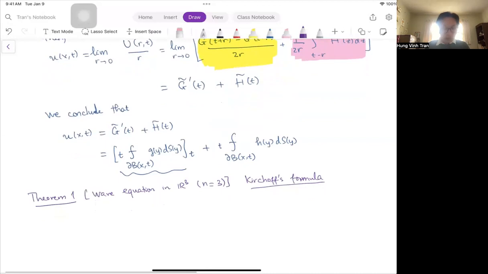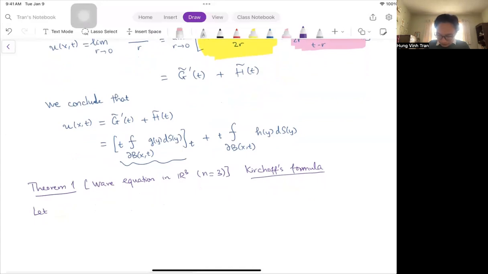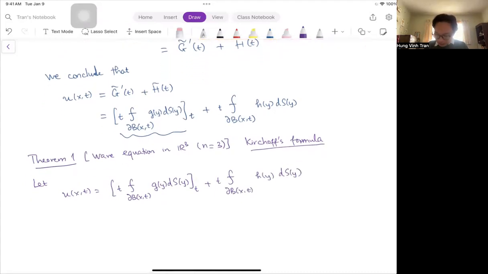Let u(x,t) be this formula. Let me write out this formula, and then I also write out the formula when you do the differentiation directly: differentiate in t, plus t times the average of the integral here, h(y) dS(y). If you hit the derivative in, we have two terms. Either you have the average of the integral over the sphere of g(y) dS(y), because when you hit the derivative in t, it becomes 1.